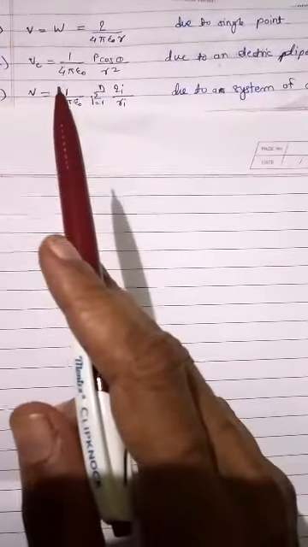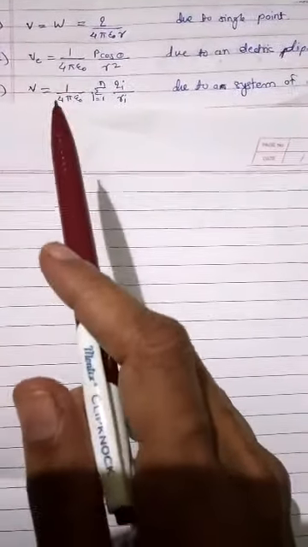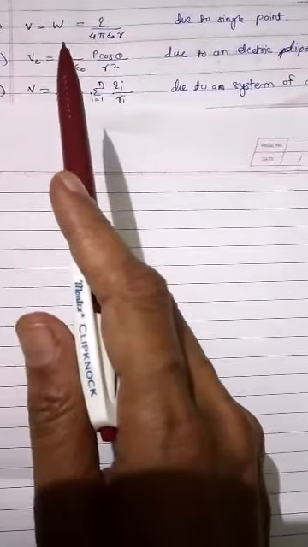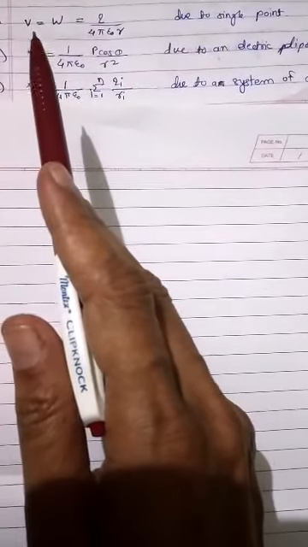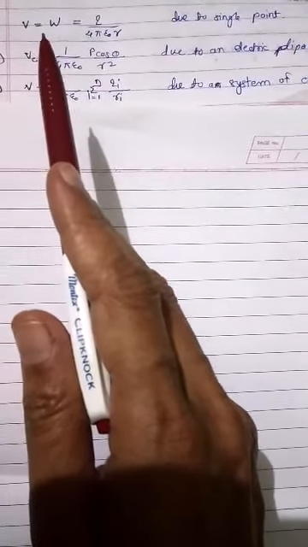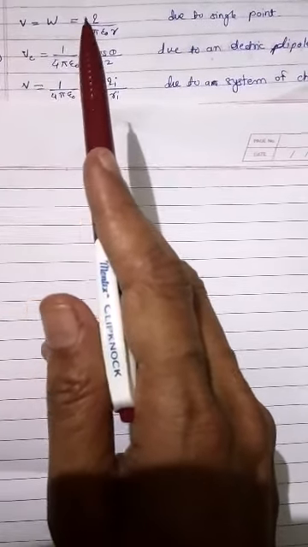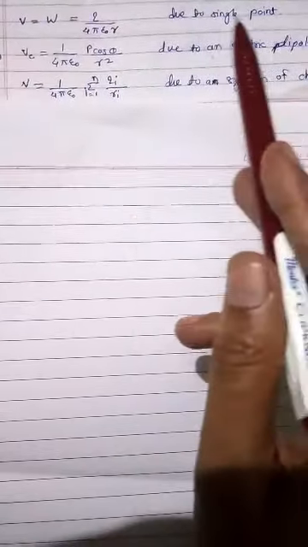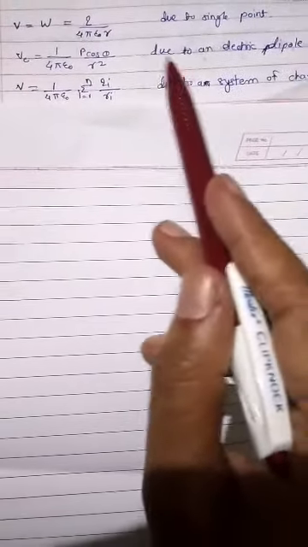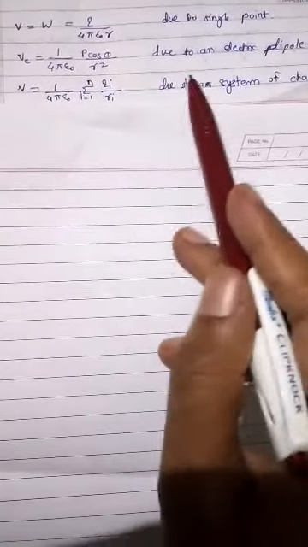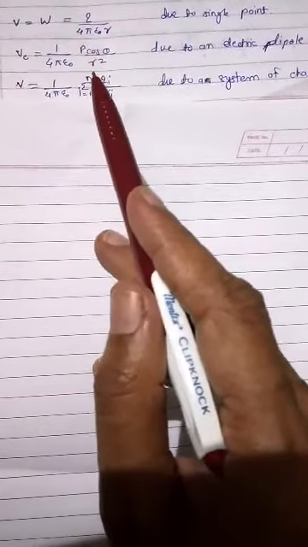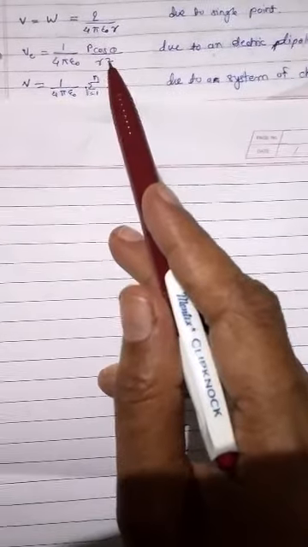In the last two videos, we found three formulas. The first formula is the electric potential due to a single point charge: V is equal to 1 upon 4 pi epsilon naught Q upon R. This is the first formula for a single point charge. The second formula is the electric potential V due to an electric dipole: V is equal to 1 upon 4 pi epsilon naught P cos theta upon R square. This is the second formula.